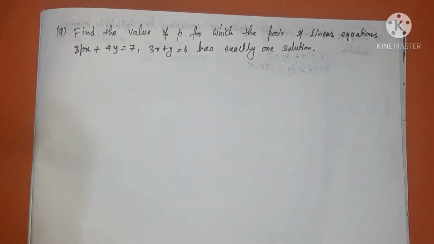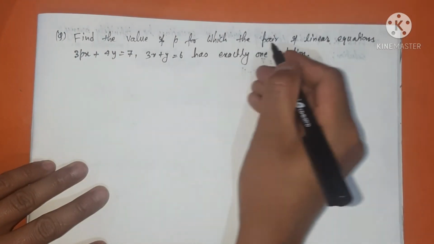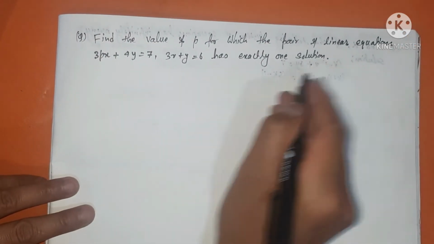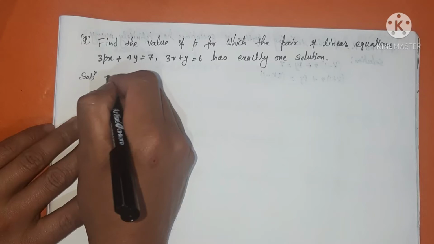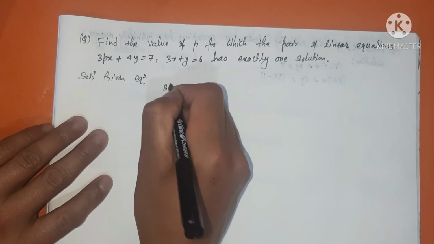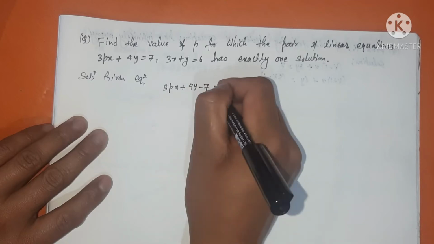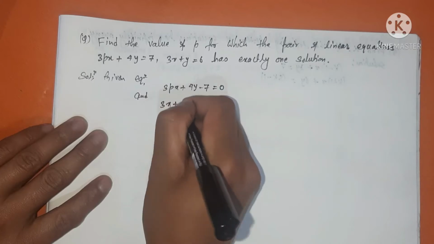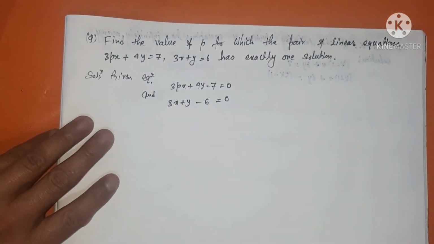Okay, so here comes the question. Find the value of p for which the pair of linear equations has exactly one solution. That means a unique solution. So how do we find it? These are very important questions. Given equations: 3px plus 4y minus 7 equals 0, and we have another equation, 3x plus y, if you bring this side, minus 6 equals 0, right?